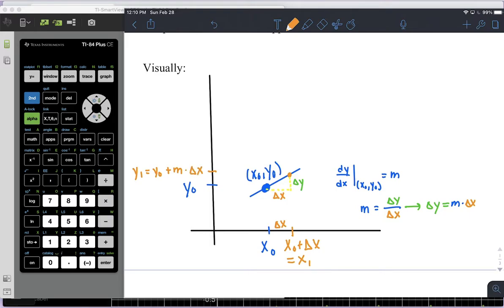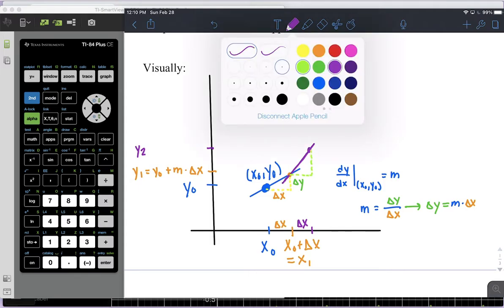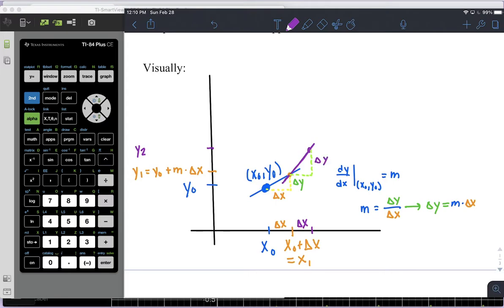And so say now I'm at this new point and I draw its tangent line. So say its tangent line looks like this. And I move another delta x over, and I go up. Apparently I didn't draw this line long enough. There we go. Now I get this y2. And so same thing here. If I make my little triangle here, I have a new delta y and this same old delta x.